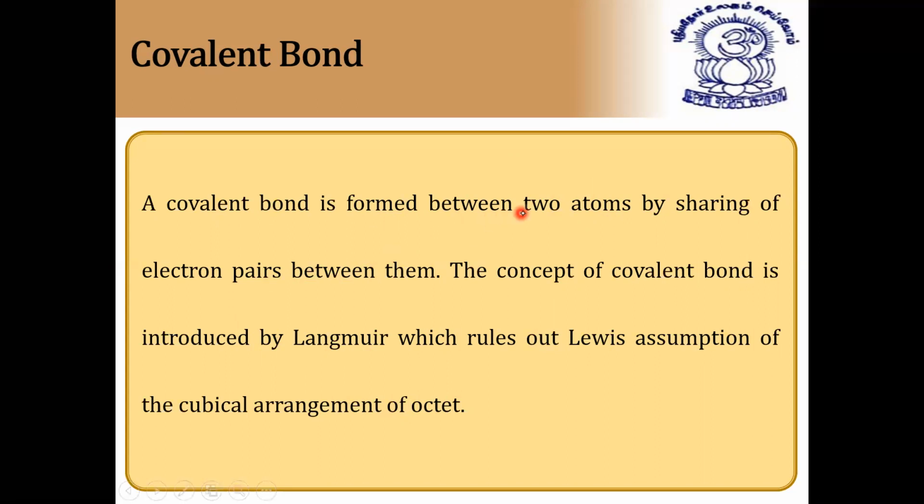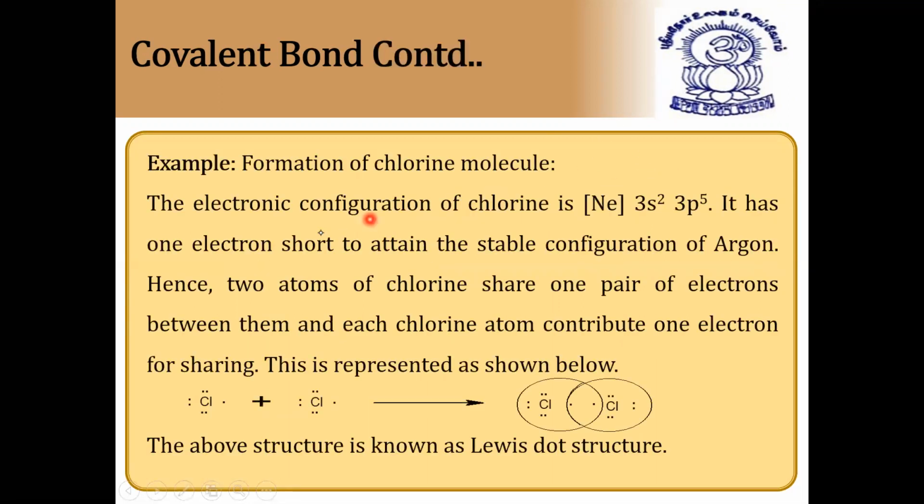So here a new concept comes, that is called sharing. Sharing means sharing of electrons between them. For example, the formation of a chlorine molecule. You know the electron configuration of chlorine is neon, which is atomic number 10, 1s2 2s2 2p6. Instead of writing that, we take neon, the inert gas configuration, followed by 3s2 3p5. Here 3p5 has an incomplete octet, meaning if it gets one electron, it becomes stable. So it is one electron short of attaining the stable configuration of argon, that is 3s2 3p6.